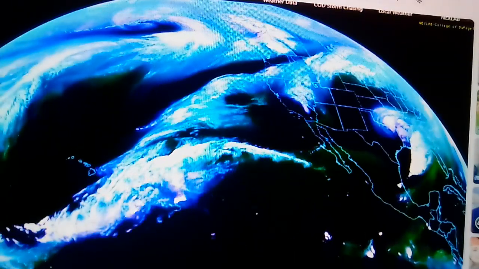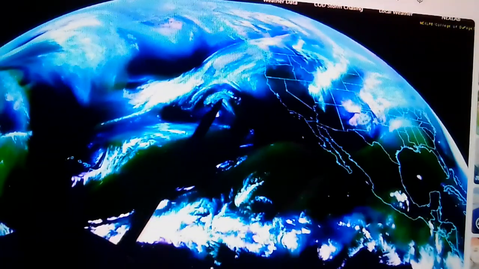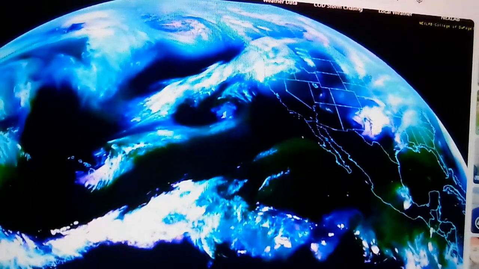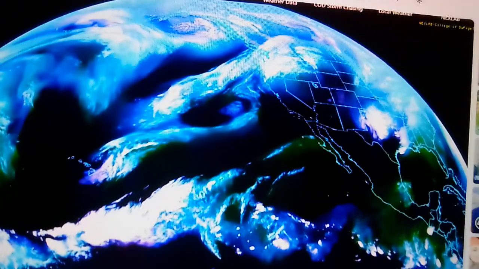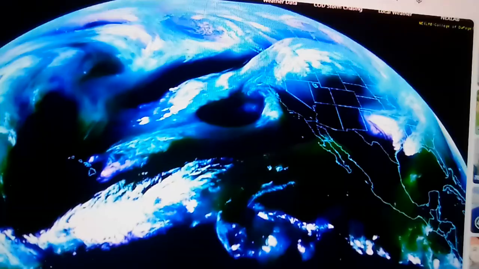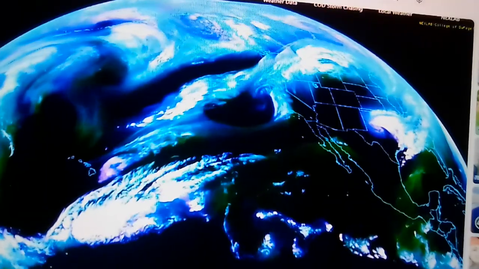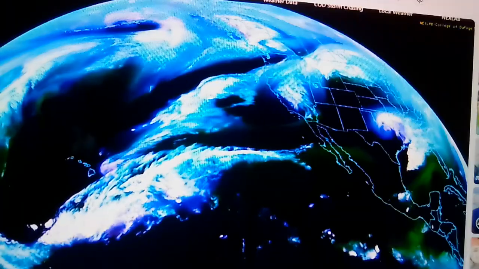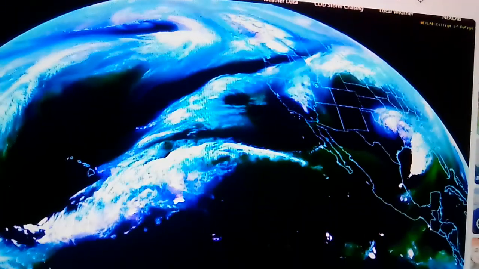And look at that. This is the water vapor map. Look at all this water vapor that moves right into California today. And what do we see? We don't see rain like we should, like we used to back in the 60s, 70s, 80s, and all the way back before all this weather manipulation BS started up.